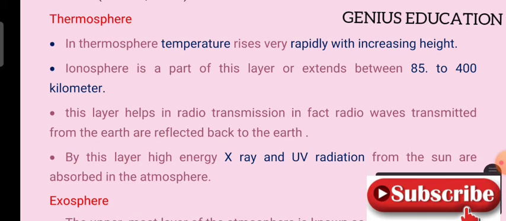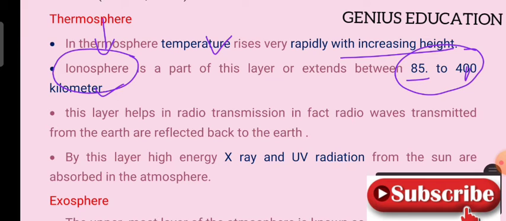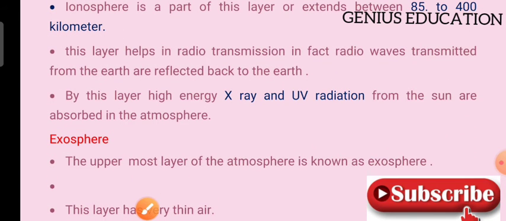This is the fourth layer of the atmosphere. The temperature rapidly rises, and I think it extends up to 85 to 400 kilometers. Even the ionosphere is part of this layer. Ionosphere को हम thermosphere का एक part के हिसाब से पढ़ सकते हैं. And this layer is very important because of the radio transmission which is happening.